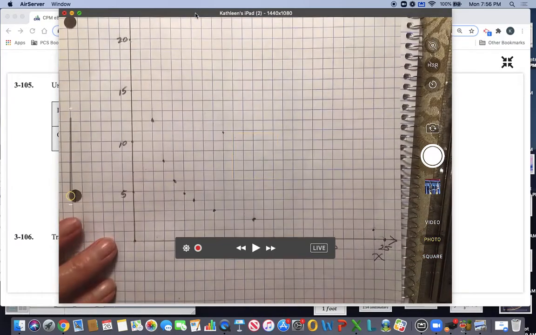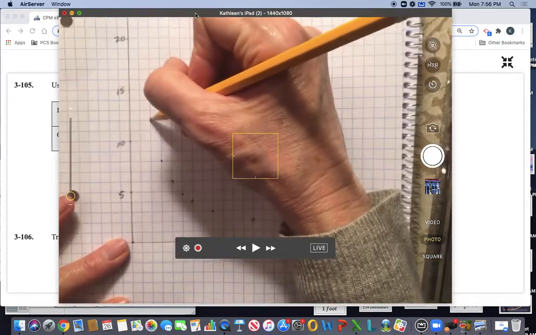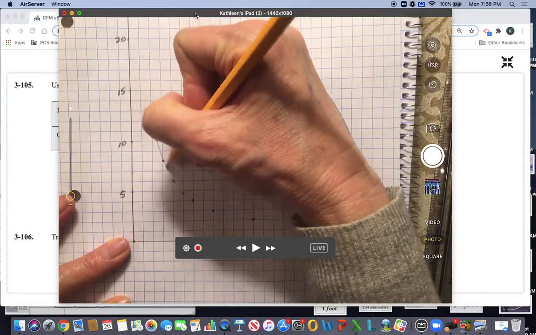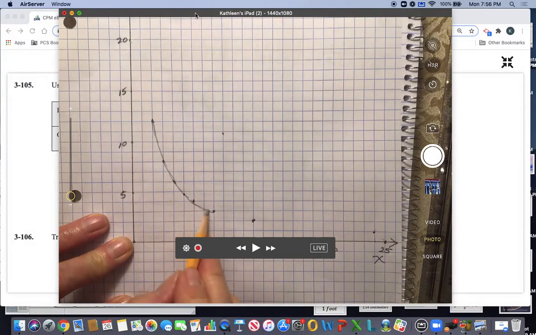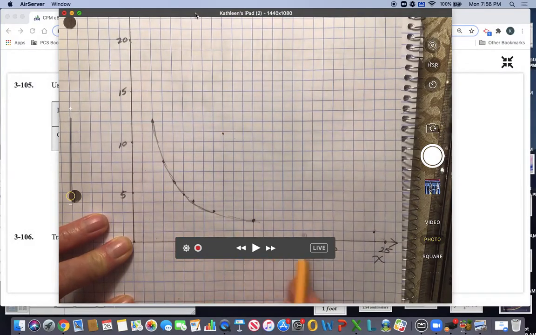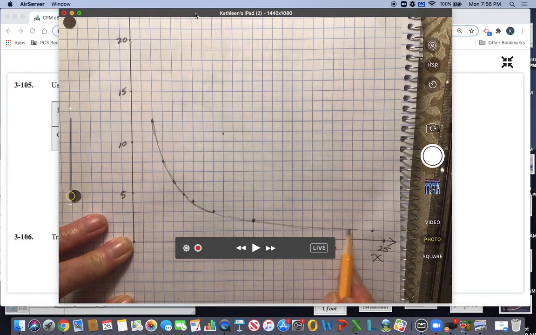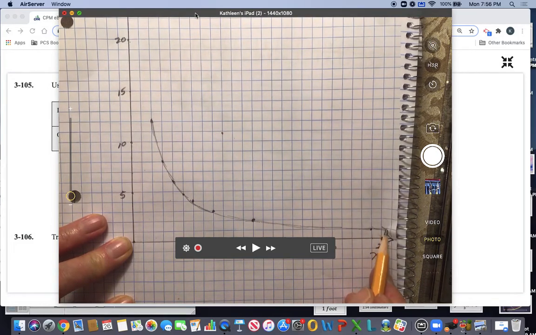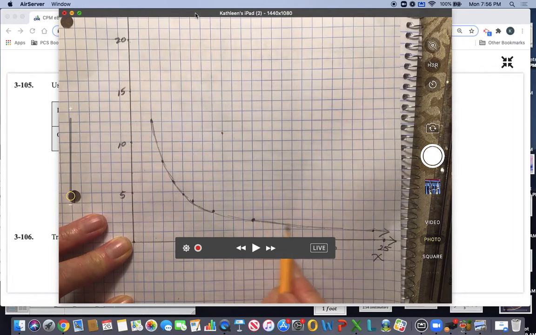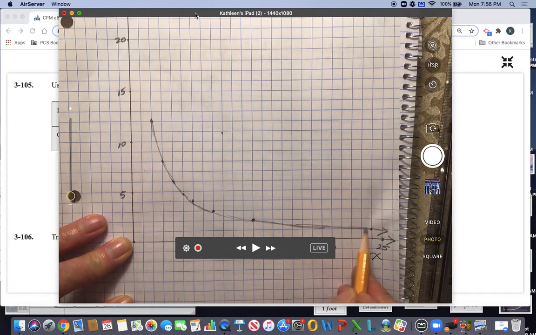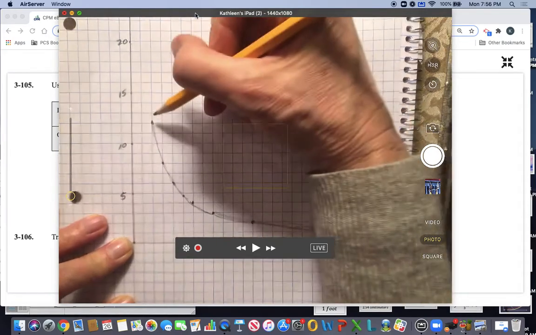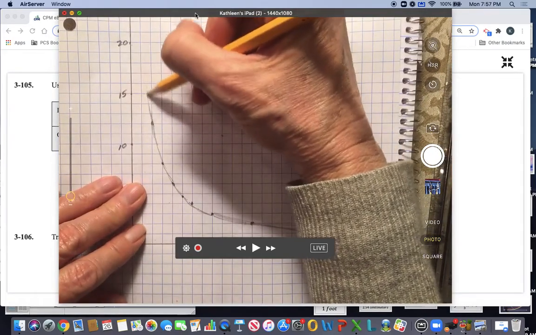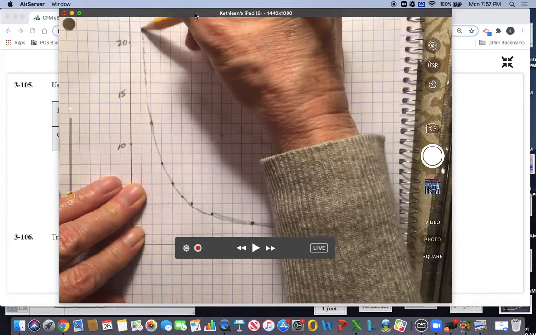All right, so that's my shape, and I'm going to connect the ones that are closer together first because it's easier to see how those go together. And then I'll just have to sort of estimate how this is going to go. And then that keeps going forever. So we put an arrow at the top of it. And then I'll try to sort of get this one too.